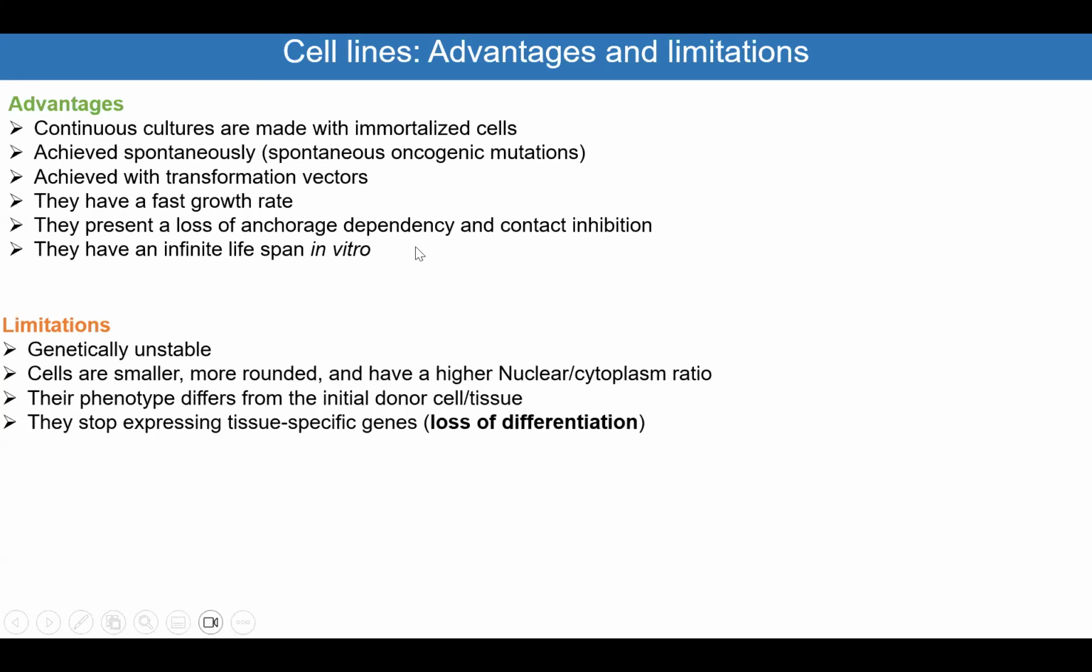What are the limitations? The more you keep them in culture, the more they will become genetically unstable because they will acquire more mutations. And they are definitely smaller in size and more rounded compared to what you see in a tissue, and they have a higher nucleus to cytoplasm ratio. So the nucleus is much bigger compared to what you see in a tissue.